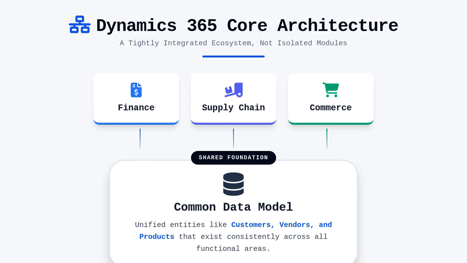The global address book represents an essential component of this architecture, serving as a centralized repository for contact information that applies to all legal entities within the system. Instead of duplicating data for every subsidiary, you maintain a single source of truth for individuals and organizations, mapping them to specific roles like vendors or customers as needed. This approach significantly reduces data redundancy while maintaining the integrity required for enterprise-level reporting and financial accuracy. By abstracting these common entities, the platform allows for a more cohesive flow of information between finance, supply chain, and commerce functions without requiring custom data synchronization logic.